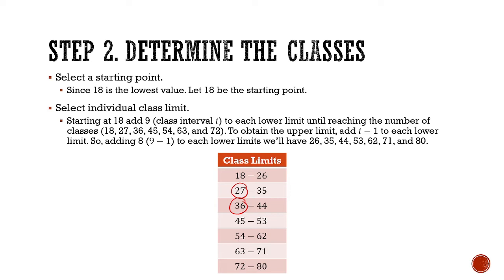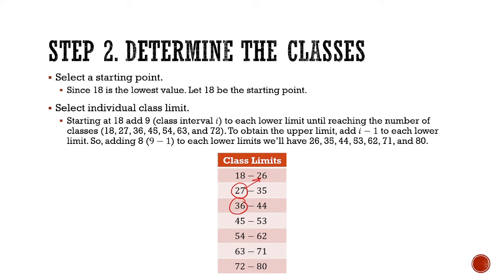So for the upper class limit of each class, you just need to deduct 1 from the next lower limit. So 27 minus 1, that will be 26. 36 minus 1, that will be 35. Or you can just subtract 1 from your class interval, so that will be 8, because of 9 minus 1. Then you just need to add that 8 to each lower limit. So we will have there 26, 35, 44, 53, 62, 71, and 80. Okay?